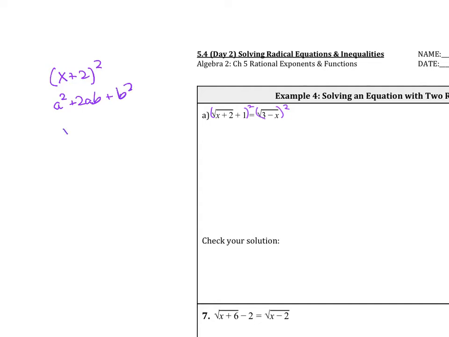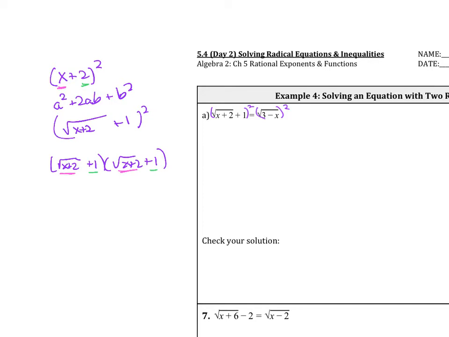And so that's the same thing we can look at when we have the square root of x plus 2, plus 1, and that's raised to the square. That just means it's the square root of x plus 2 plus 1 times the square root of x plus 2 plus 1, okay? And then we just notice that this is our a value and this is our b value. So you can think about that with the pattern.